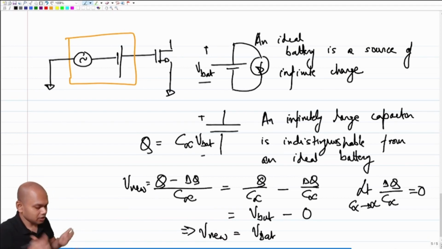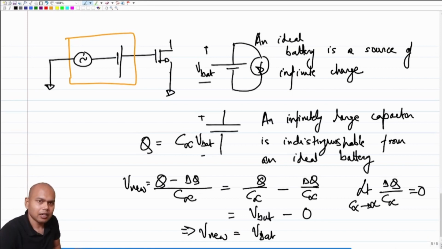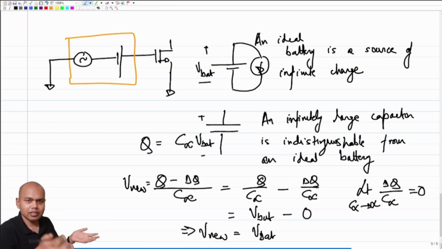Now you might turn around and say, from where will I get an infinitely large capacitor? I agree, that's a problem. We'll address that somewhere down the line. But for the time being, let's assume that it's a large enough capacitor which probably will be able to act like a battery, right? What is large enough? We'll define later. But let's assume that we have taken one step forward in replacing a battery, right?